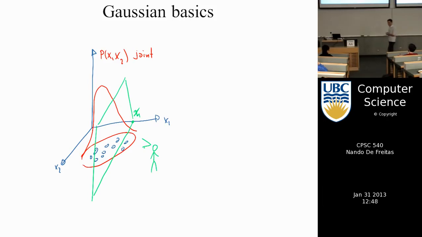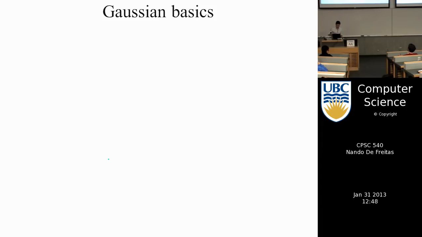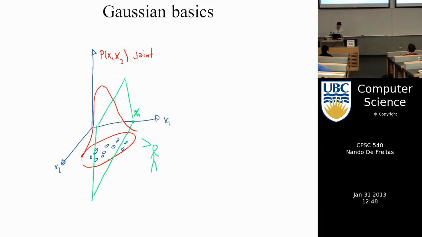A Gaussian. So if you're looking at it from this angle, you would still quite likely expect to see a Gaussian that looks like this. Let's plot it. So you would be looking at x2 and you would be seeing a Gaussian that looks like this.